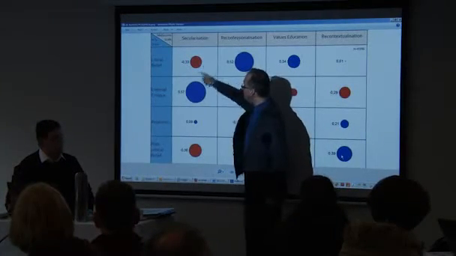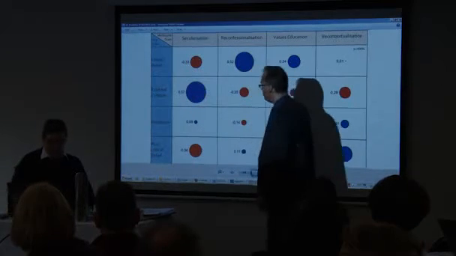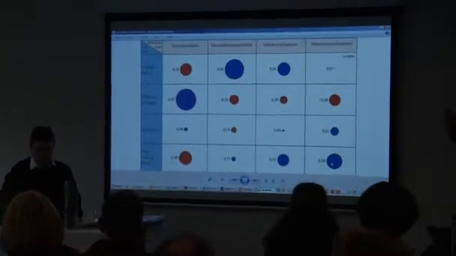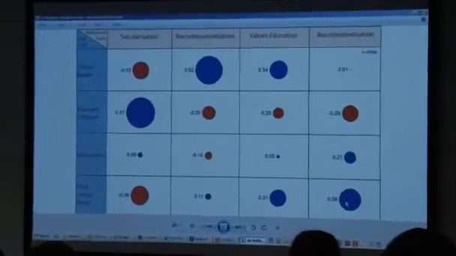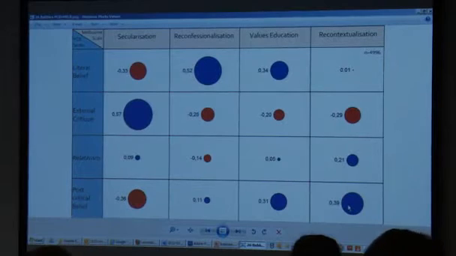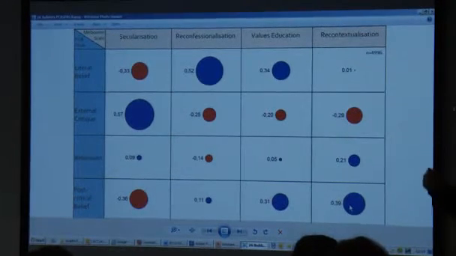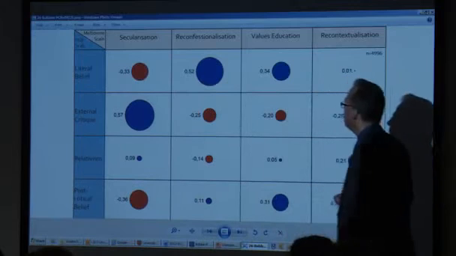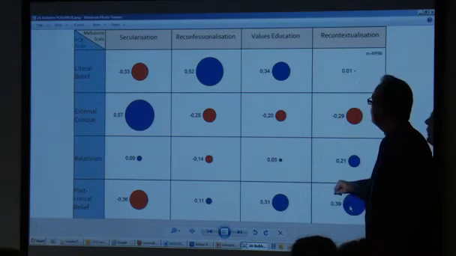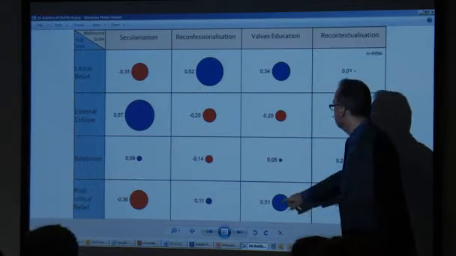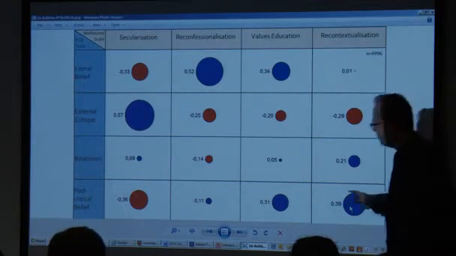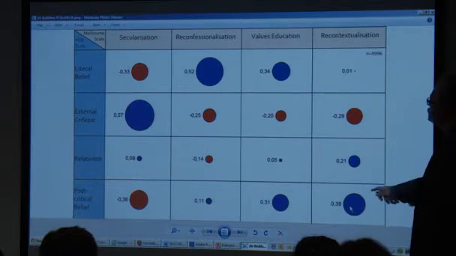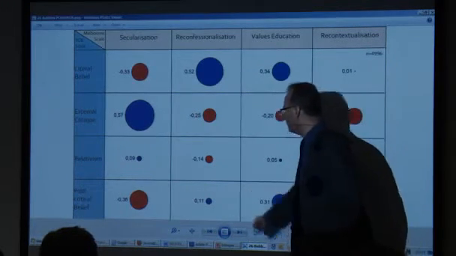Negative, stronger negative for secularization and literal belief. That's interesting. That's an important element in the church discussion, that you can show to the bishops empirically that a well-formed post-critical believer is a better guarantee for the Catholic identity of your schools than a literal believer. It's not much, but it's higher. You also see that for someone in post-critical belief, reconfessionalization, values education, and recontextualization all three have a positive score. But here you see you recontextualize to reconfessionalize.